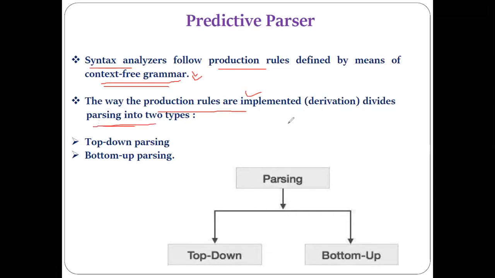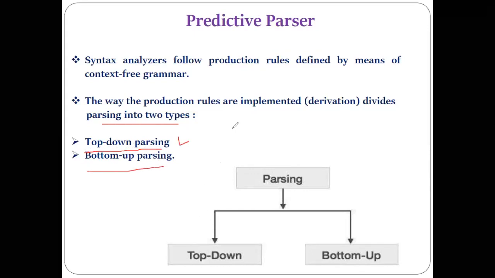If you choose a non-terminal to be replaced by terminals, then that is referred to as a derivation. And if you choose terminals to be replaced by a non-terminal, then that way of applying the production rule is called a reduction. On the basis of that, there are two types of parsing: the first is top-down parsing, and the second is bottom-up parsing.